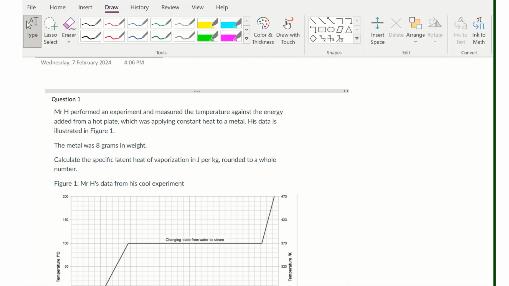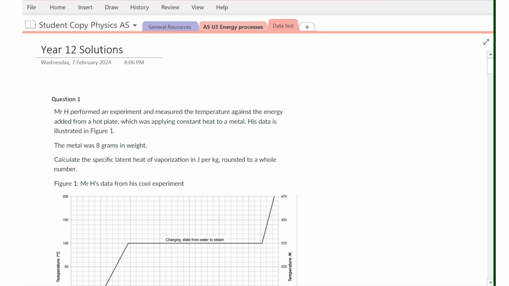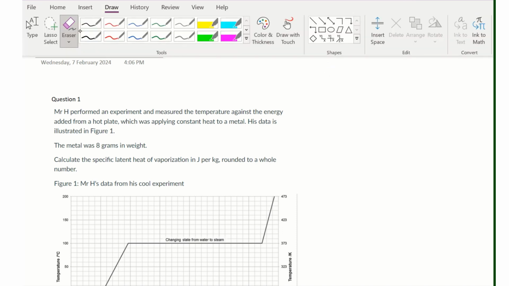Now, forgive me, my dog is behind me. He might bark at me because I'm not giving him attention. It's also going to be a little bit inconvenient going between the eraser and whatnot, but that's okay.